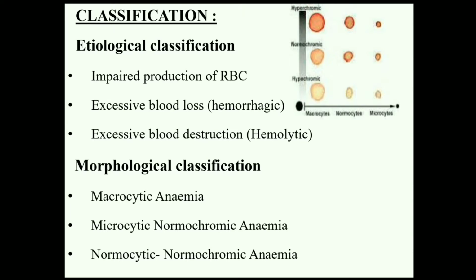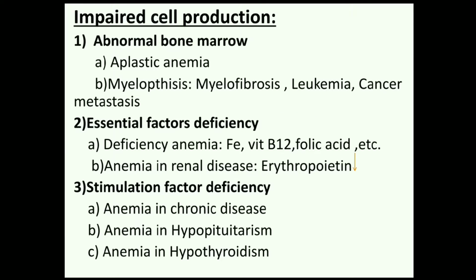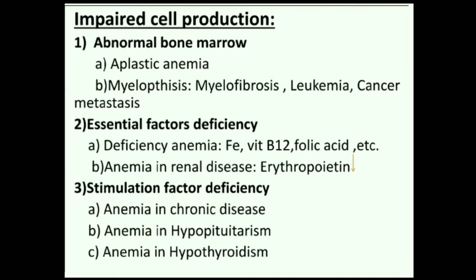Let's start with impaired production of RBCs. Abnormal bone marrow leads to aplastic anemia and myelophthisis, which include myelofibrosis, leukemia, and cancer metastasis. Essential factors deficiency can cause deficiency anemia due to iron, vitamin B12, folic acid, etc. Anemia in renal disease, that is erythropoietin stimulation factor deficiency, can cause anemia in chronic disease, anemia in hypopituitarism, anemia in hypothyroidism.